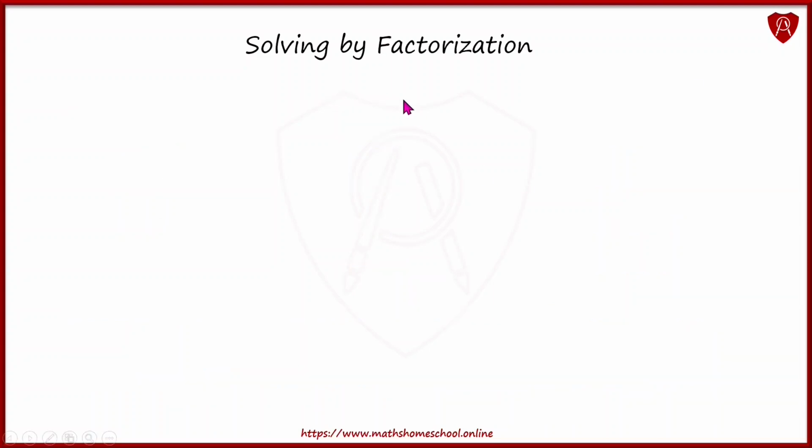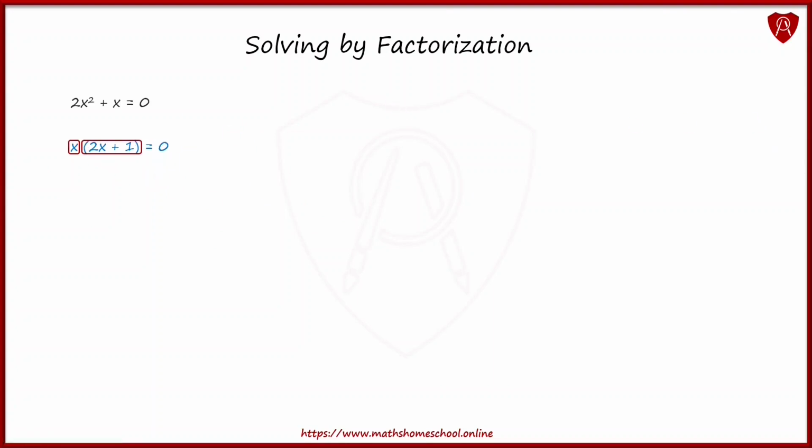Solving by factorization. 2x squared plus x is equal to 0. This equation has got only 2 terms on the left-hand side, so there is no constant term. x is a common factor to both terms. Factor out x, and we have x into brackets 2x plus 1 is equal to 0. The goal of this method is to get two distinct factors, each of which is a linear function of x, and their product is 0.